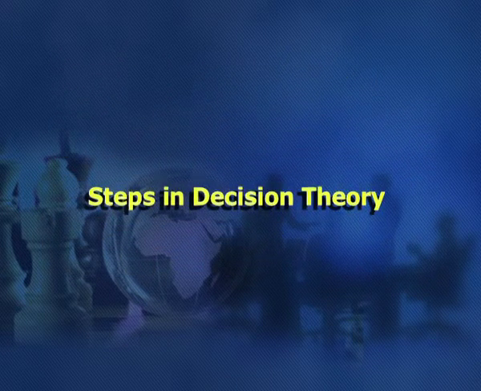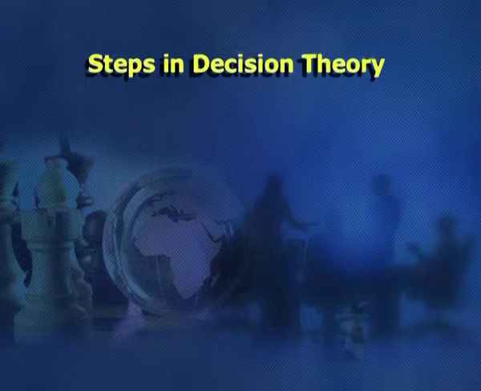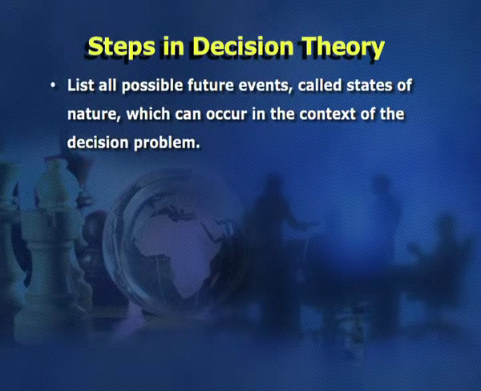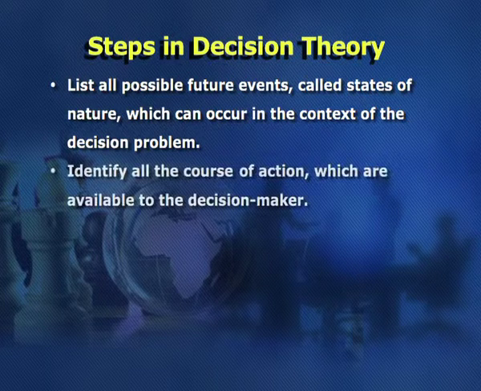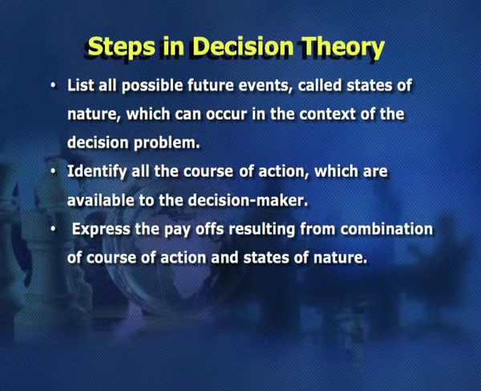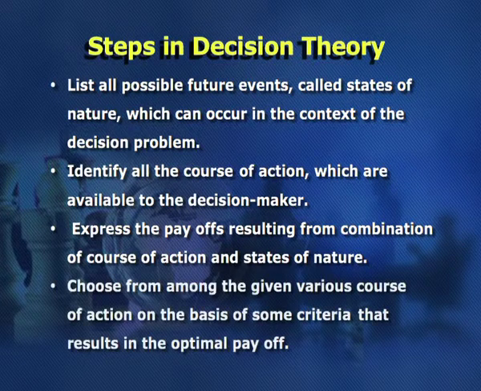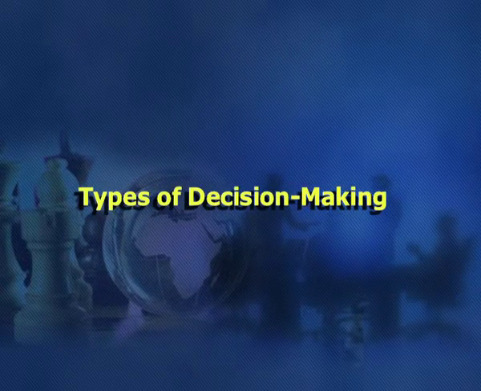Steps in decision theory. The process of decision theory involves the following steps. Number 1, list all possible future events, called the states of nature, which can occur in the context of the decision problem. Number 2, identify all the courses of action which are available to the decision maker. Number 3, express the payoffs resulting from the combination of courses of action and states of nature. Number 4, choose from among the various courses of action on the basis of some criteria that results in the optimal payoff.